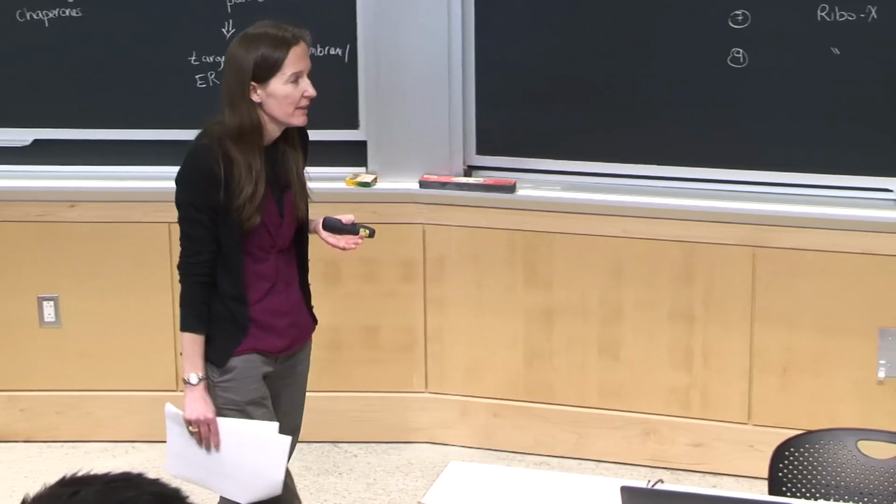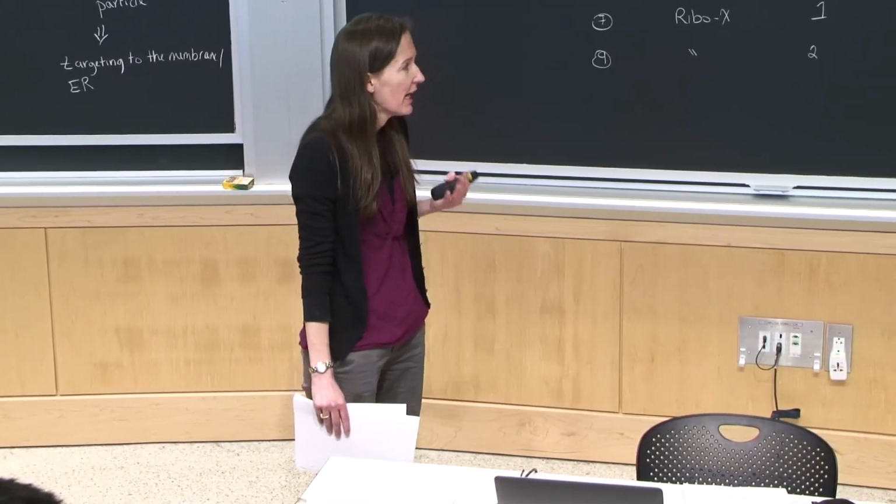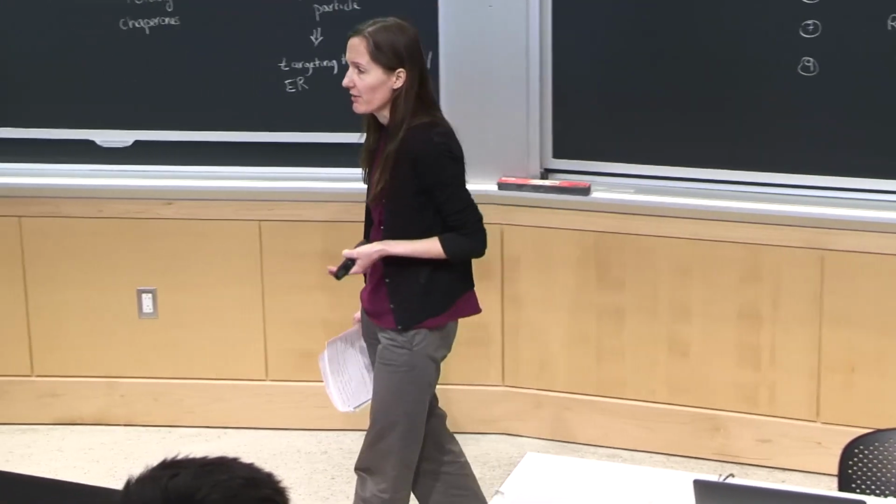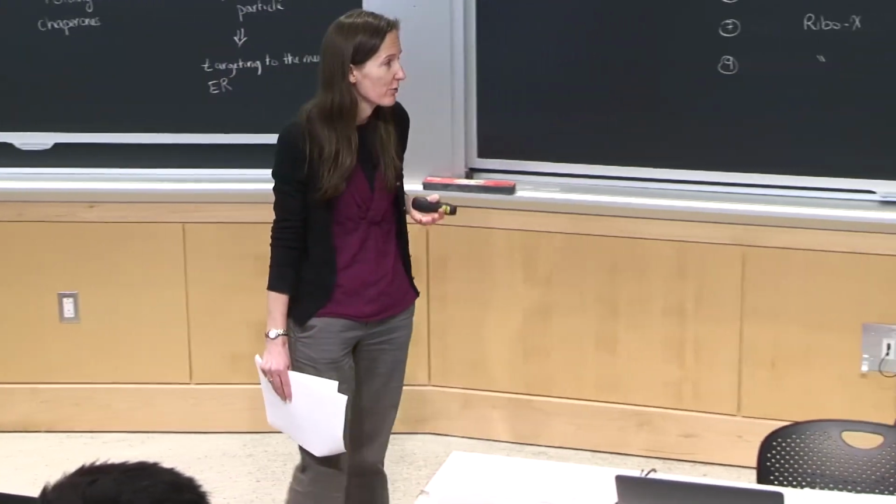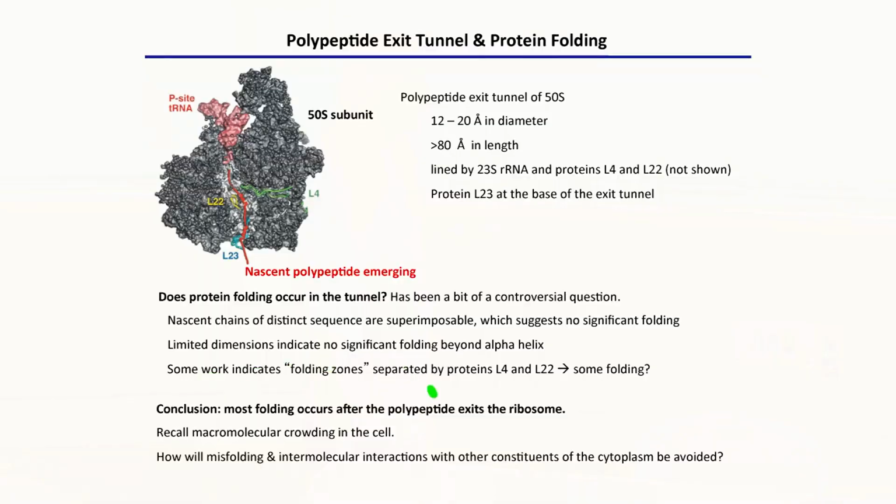And we learned in the introductory lectures, or had a reminder, that the cellular environment is very crowded, right? So we have this issue of macromolecular crowding. And in thinking about that, we need to ask the question, how does this emerging polypeptide fold to its native form in this type of environment? What type of machinery is there to help protect it? How is misfolding avoided, and intermolecular interactions that are non-productive avoided?